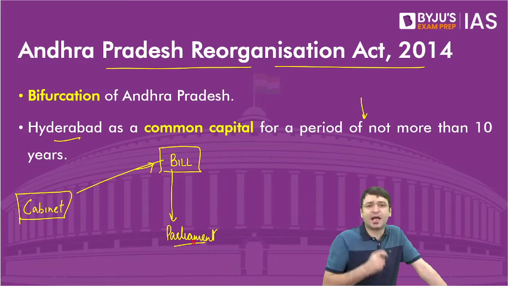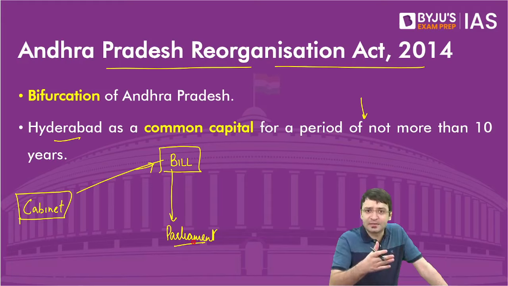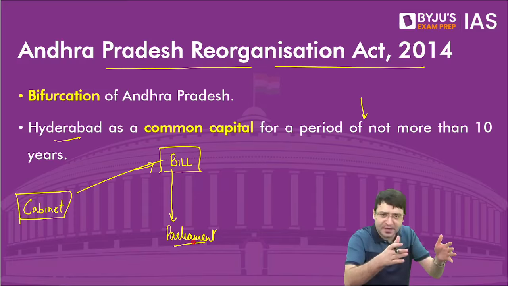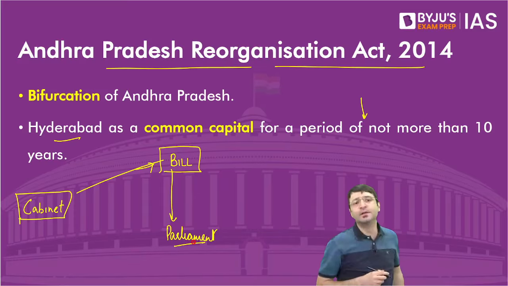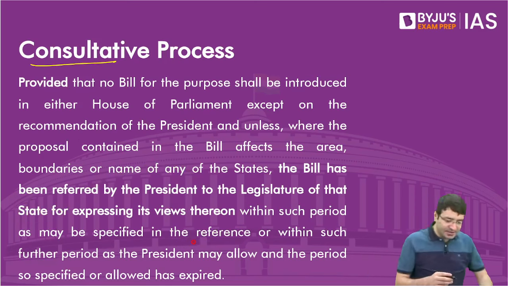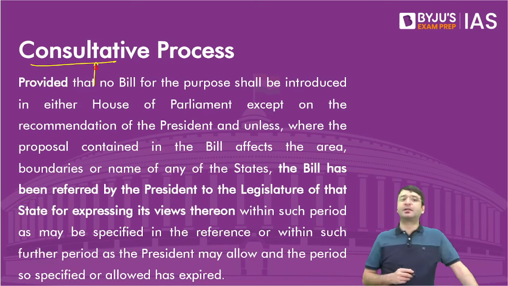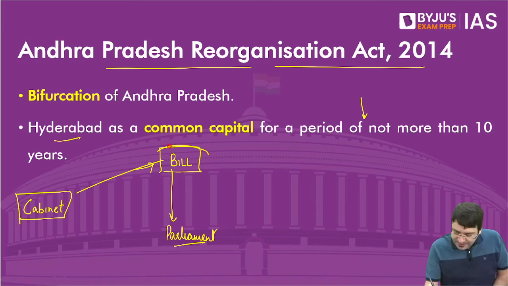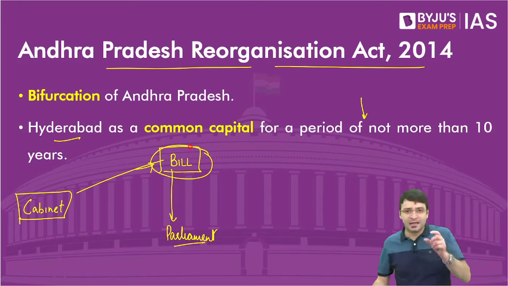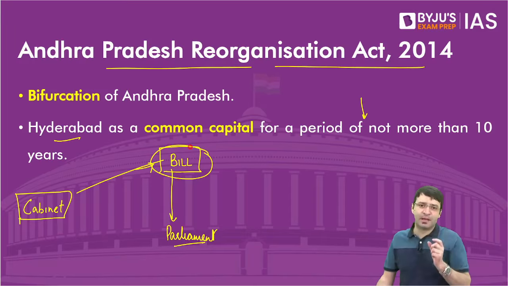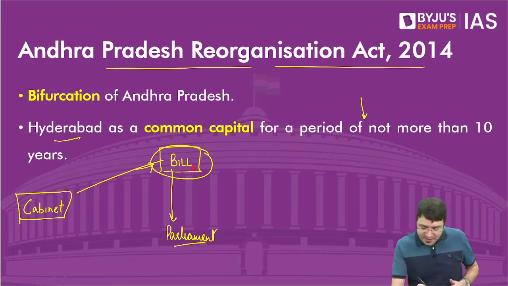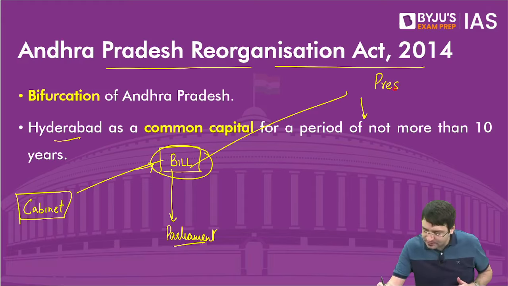Once the President signs this bill, the bill becomes an act, the bill becomes the law of the land, and then Andhra Pradesh will be split, bifurcated into Andhra and Telangana. But there is a consultative process involved under Article 3. What is this consultative process? When this bill, the Andhra Pradesh Reorganization Bill, was cleared by the Union Cabinet, this bill should be sent to the President.